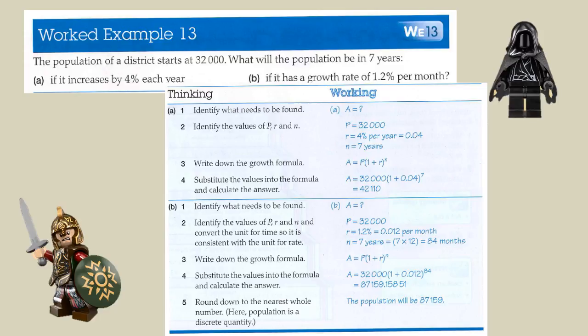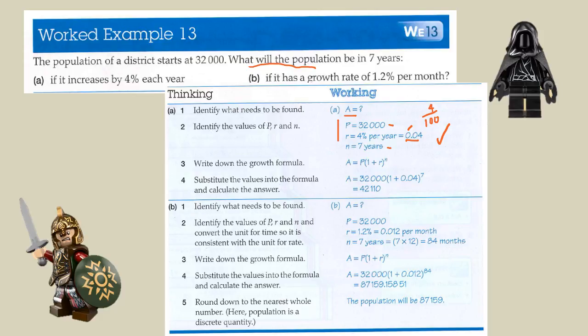So like always, write out what we know. We know that the population started at 32,000. We know that the growth rate is 4% per year, 4 over 100, which is 0.04, and we know that it's going to be for 7 years. Once we know that, it's pretty straightforward. A is what we're trying to find out because it asked us, what will the total population be in 7 years' time? That's my A.